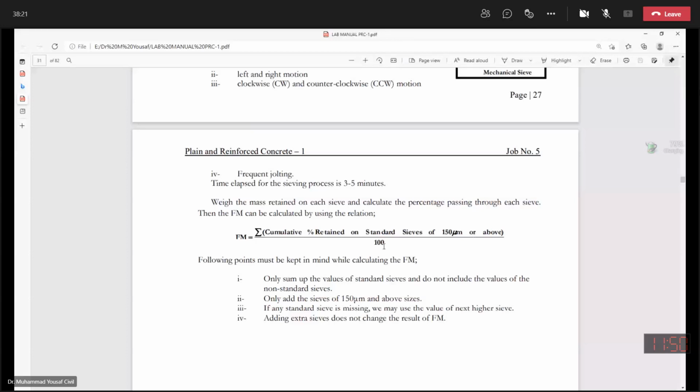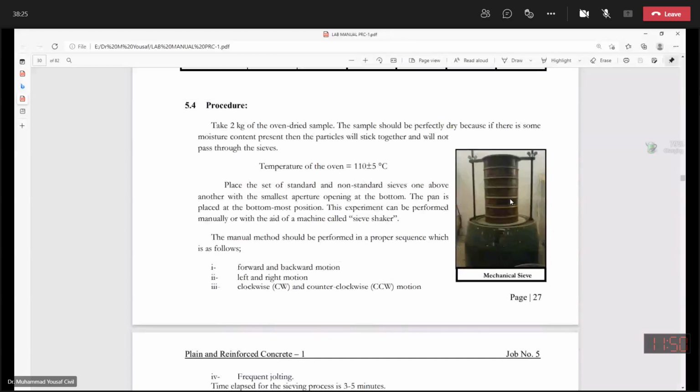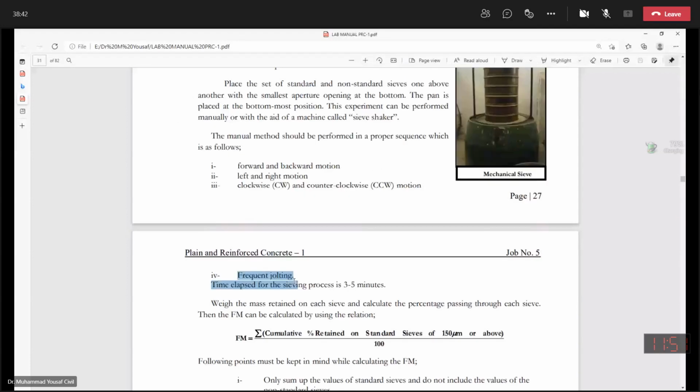Also, there is a provision in the sieve shaker that it gives some jerk, meaning it gives a jolt. So the same procedure you have to do manually also, with frequent jolting. This process should be continued for 3 to 5 minutes, and you will be finding out the percentage retained on sieve number 100 and above, and this will be giving you the fineness modulus.